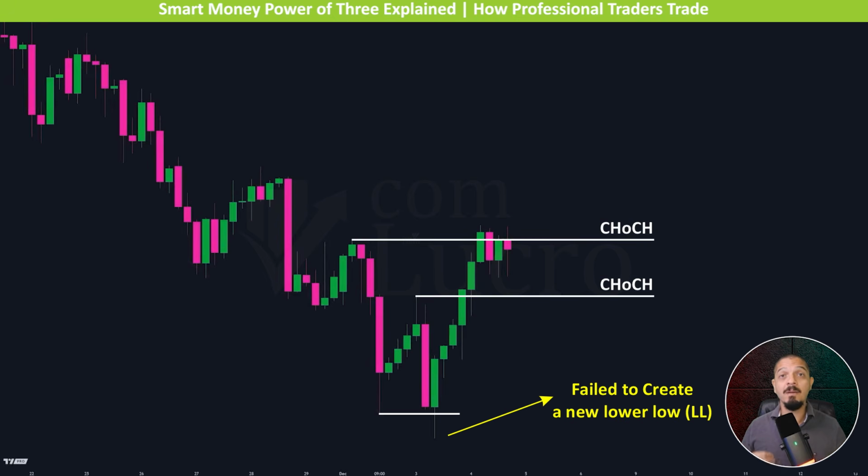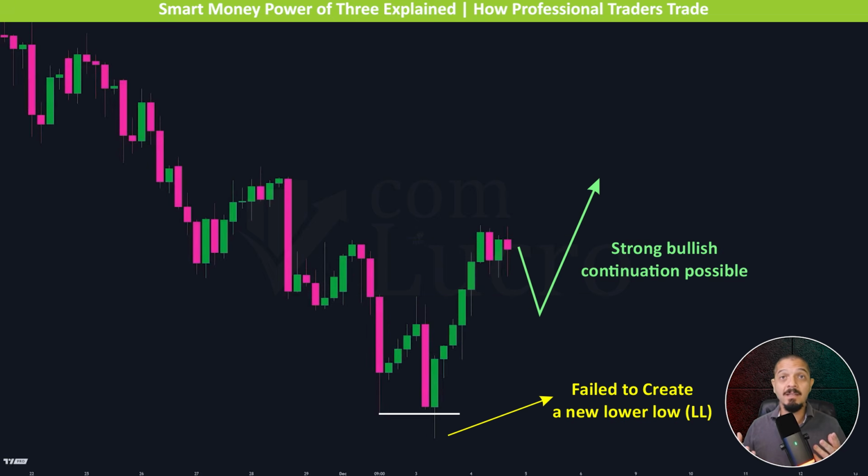This was followed by a break above 2 key supply levels, suggesting that demand is starting to take control and that a potential counter-trend scenario may be developing. With this context in mind, the higher time frame bias appears bullish. Let us now zoom into the 30-minute chart for a closer look.